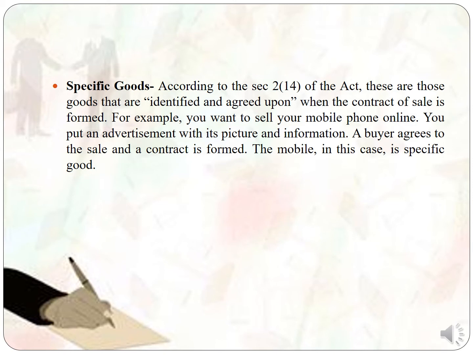Specific goods. The definition of specific goods is given in Section 2, Clause 14 of the Sales of Goods Act. As per the section, these are those goods that are identified and agreed upon when the contract of sale is formed. For example, if one has to sell his mobile phone online, then the seller puts an advertisement with its picture and the information. A buyer agrees to the sale and the contract is formed. The mobile in this case is a specific good.